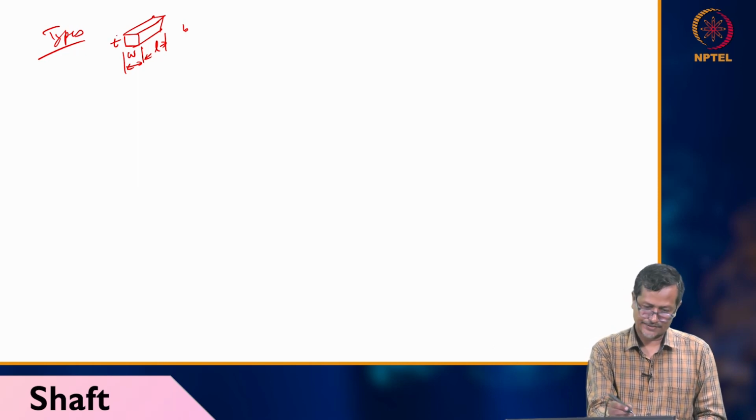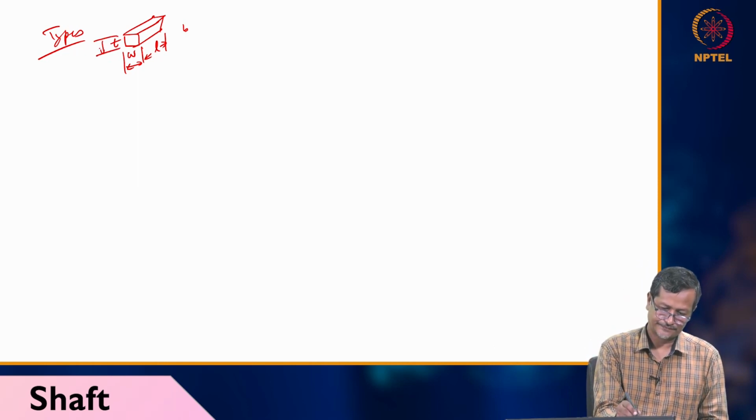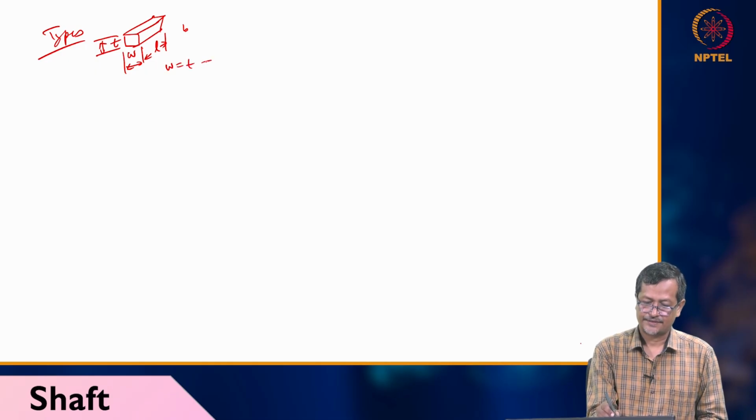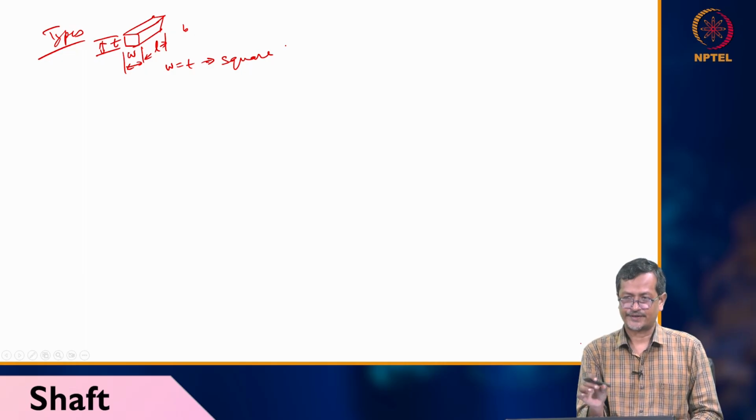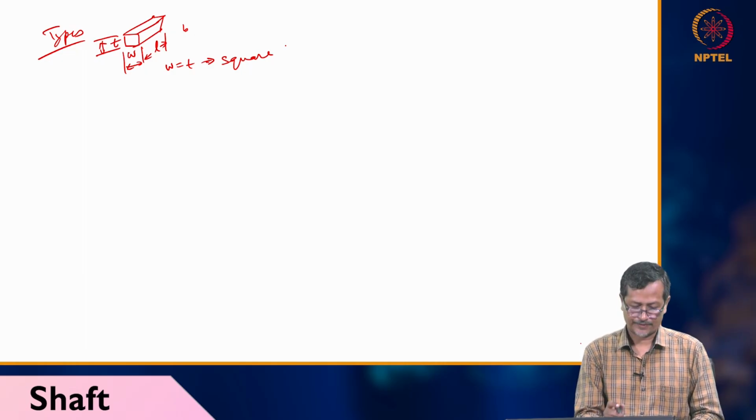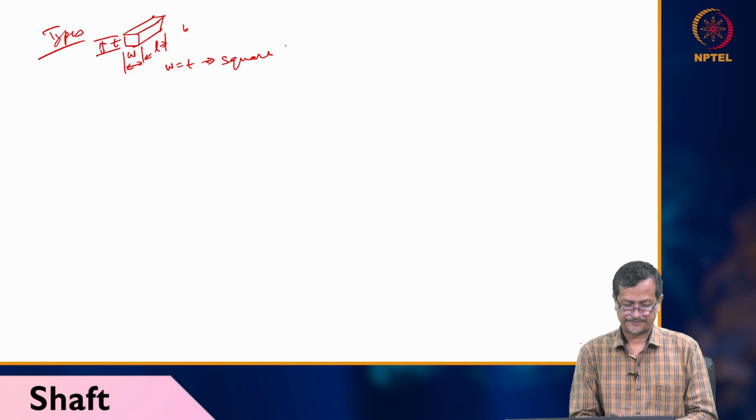T is the thickness of the key. W equals T is a square key. If W is wider than T, then it will be a rectangular key, and the length will be longer anyway.